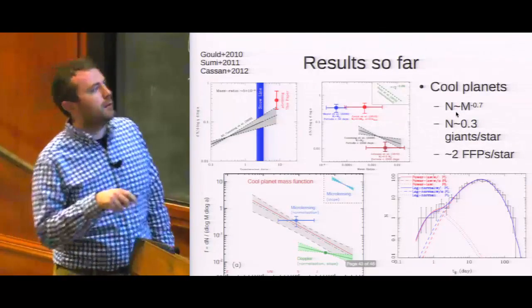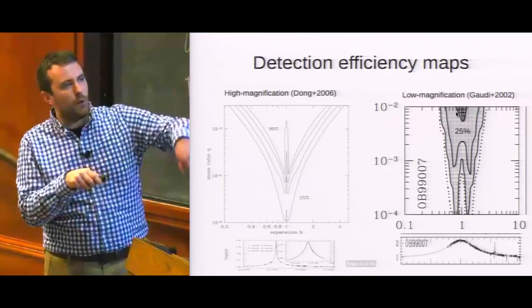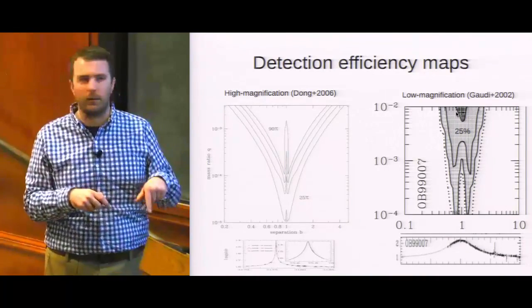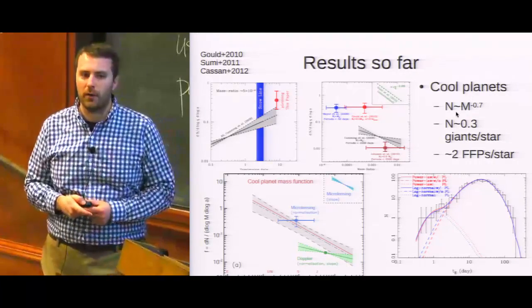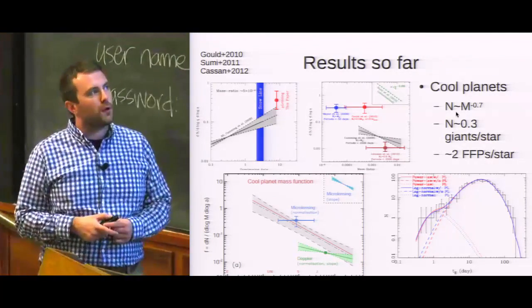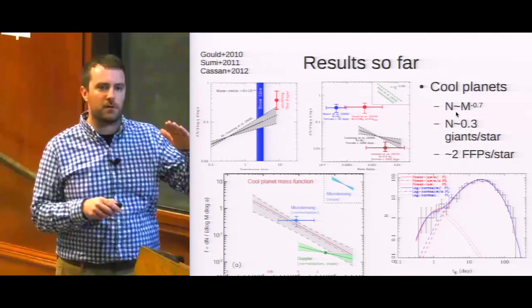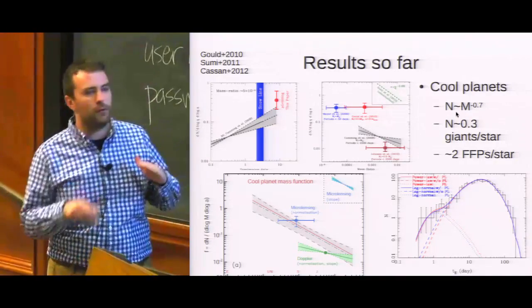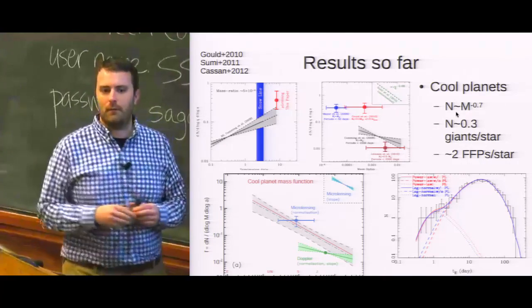Yeah, and so these are, I'll skip over that, but these are the more typical detection probability plots that you'd see for transiting planets. And these are the kind of results that we've got so far with this. Going from measuring the mass function of planets beyond the snow line, and we found free-floating planets. And I'll stop there.